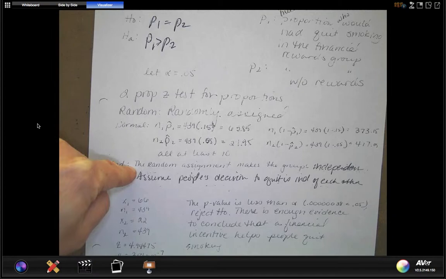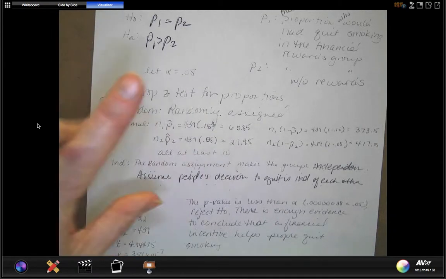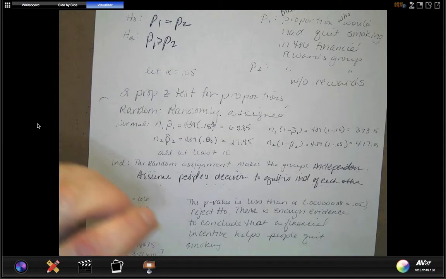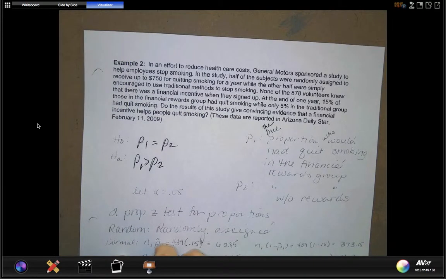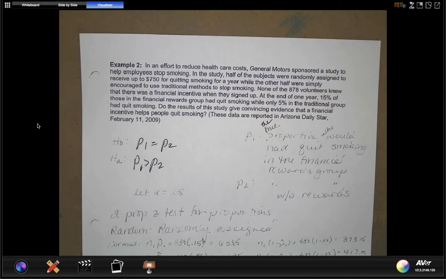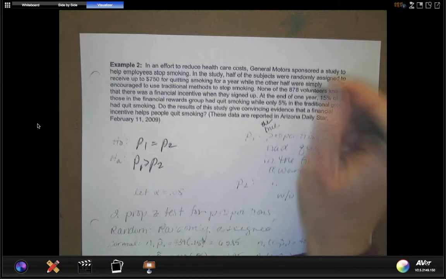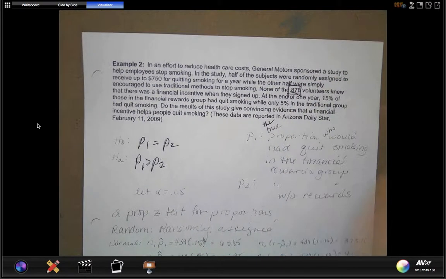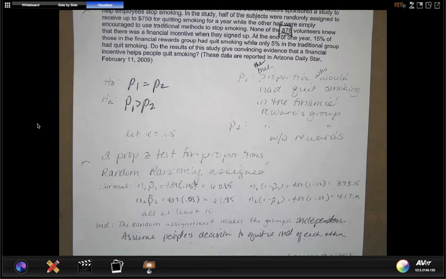So the random assignment, each group is randomly assigned. So this problem right here, I am not talking about taking a sample from a larger group. Like in the last example, I was taking a sample of teenagers from a larger group of teenagers, so I was kind of messing up that idea of independence. I'm not so much worried about it here because I'm just referencing the volunteers. So basically just pay attention to if your problem is referencing a random selection or if it's referencing random assignment.